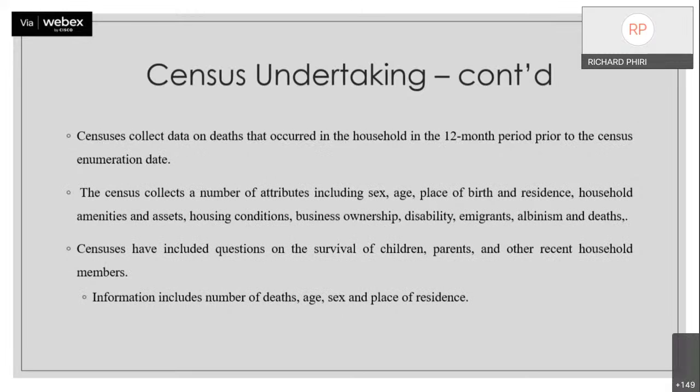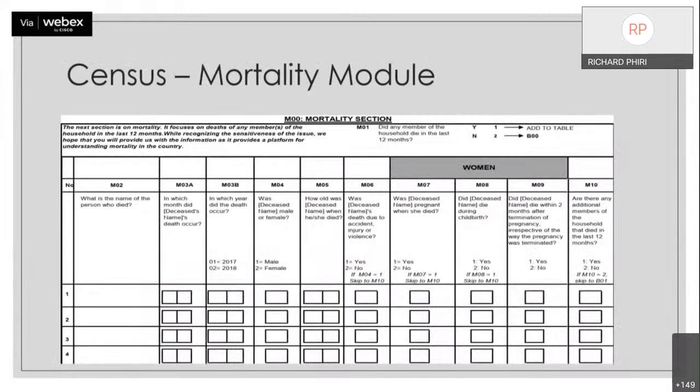As you're all aware, we collect a number of attributes in the census, the age, the sex, and all that. But in respect of mortality, we collect the number of deaths which have happened in the households. For those deaths which have been reported, we also want to understand the age, the sex, and the place of residence. And the other thing we are interested in is the cause of death, what led to the death, so that we can make the right estimation.